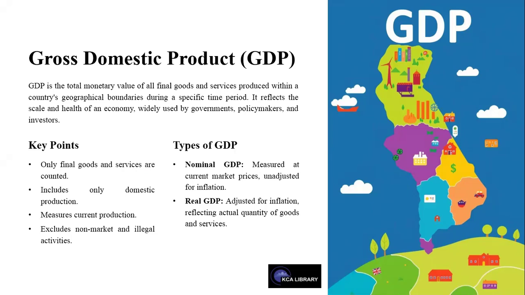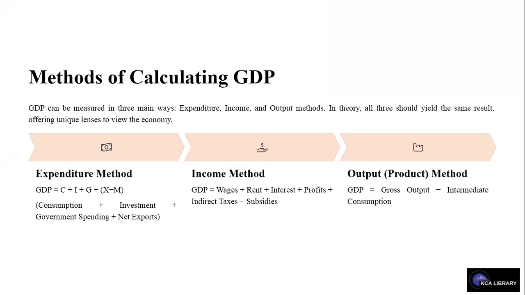And we have the types of GDP also. We have the nominal GDP and the real GDP. I will talk about the nominal GDP. It is used to measure at current market prices and is not adjusted for inflation. And for the real GDP, it's adjusted for inflation, reflecting the actual quantity of goods and services.